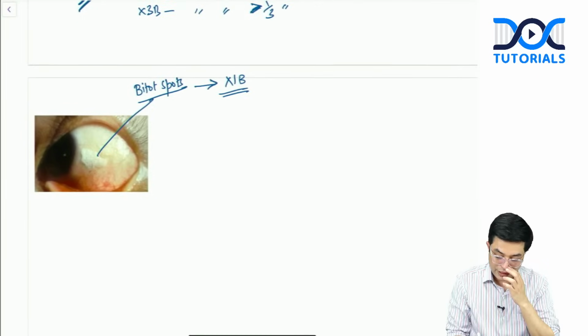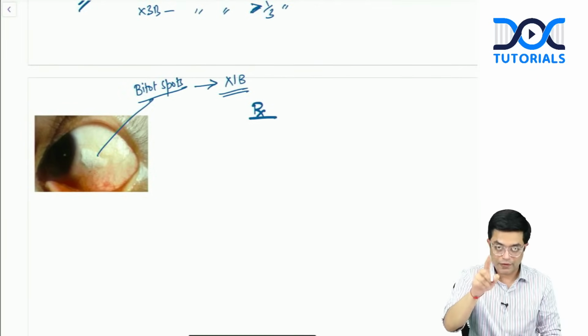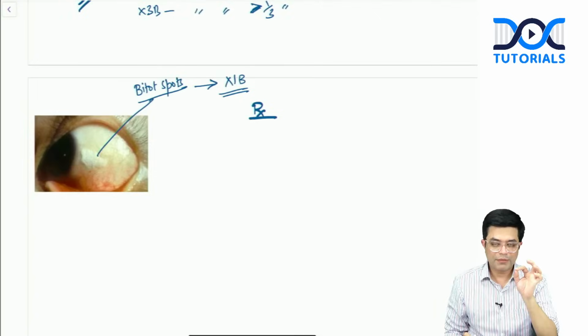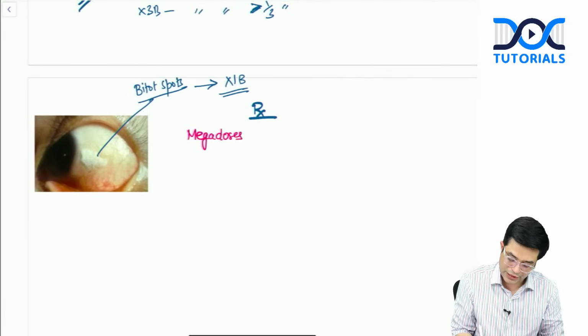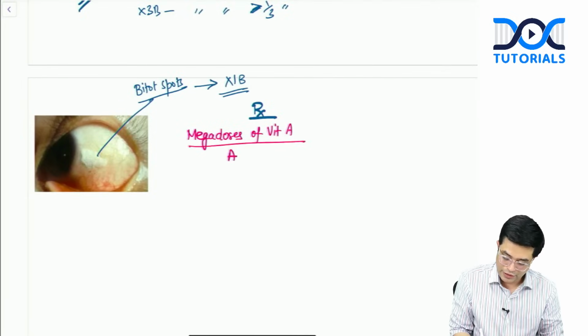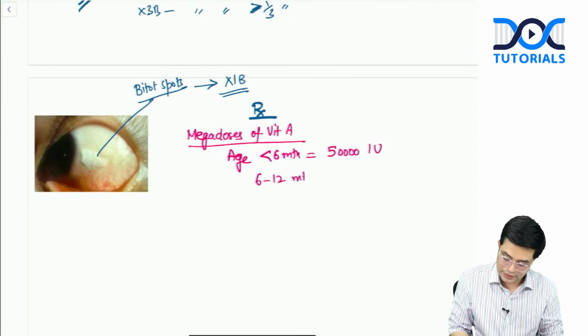Now what about the treatment of vitamin A deficiency? Treatment is very important. Multiple times it has been asked. I will show you the MCQs. In treatment, remember first of all that mega doses are to be given. The mega dose depends on age. If the age of the child is less than 6 months, the mega dose is 50,000 international units. You can give it orally. For 6 to 12 months, it is 1 lakh international units. And for more than 12 months, it is 2 lakh international units.